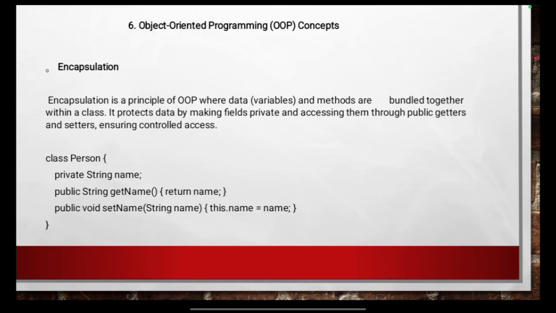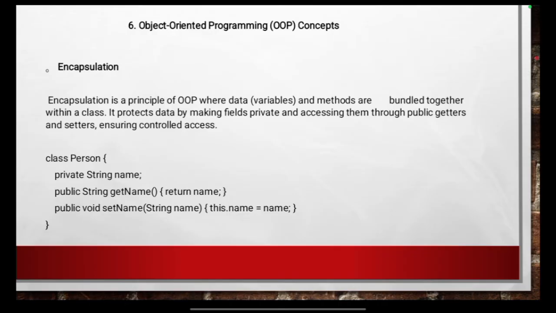To provide controlled access to the name field, two public methods are used, the getter method and the setter method. The getter method allows other code to access the value of the name field in a read-only manner. By using this method, external classes can retrieve the value of name without directly accessing the field. On the other hand, the setter method allows controlled modification of the name field.